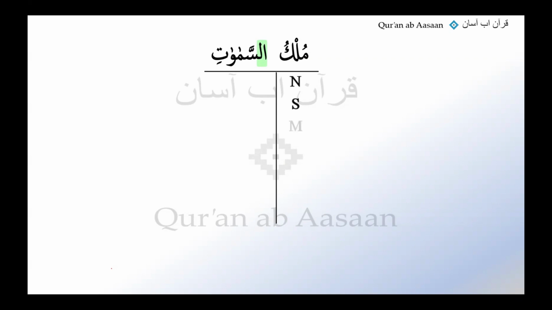Noun, singular, male. No al, no tanween, possessed. Good job by saying it properly. No al, no tanween, possessed. Raf, and then question mark. Okay.